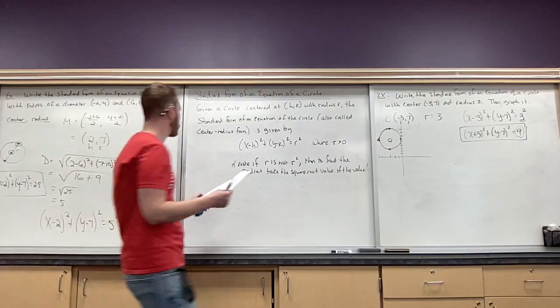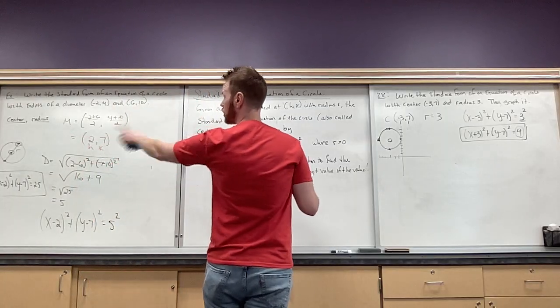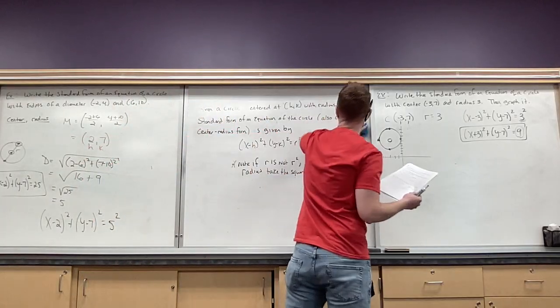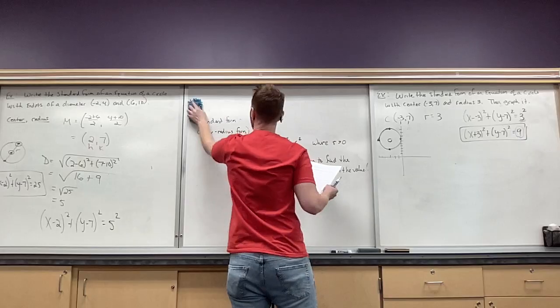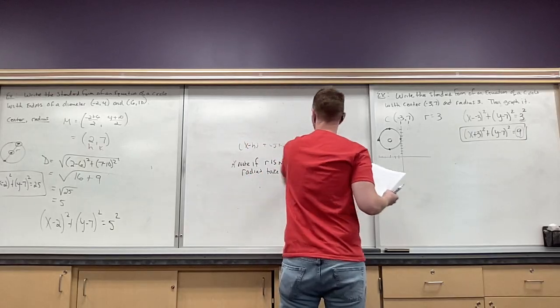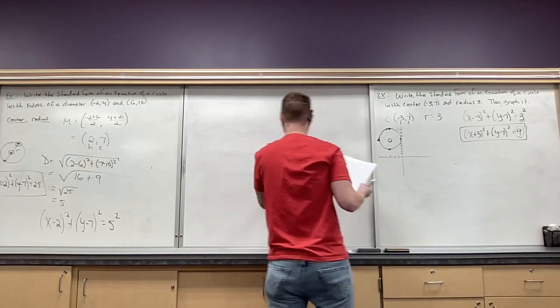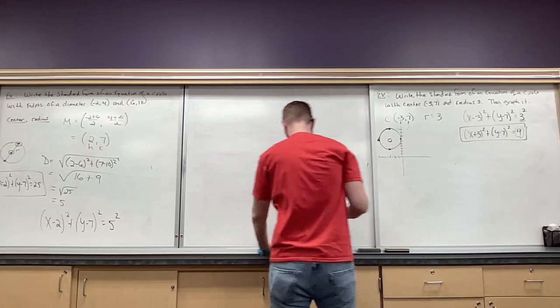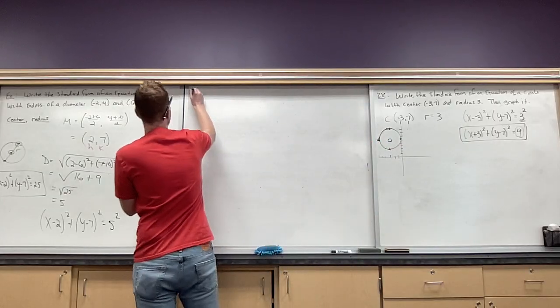All right. We have one more form to go. If you look at the objectives, we have what? General form. So let's talk about general form. And we're going to need a little help from completing the square to figure out general form.